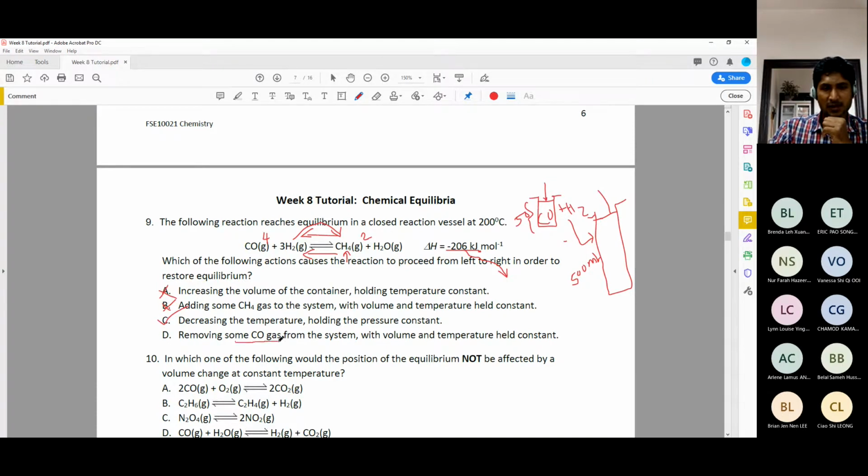Removing some carbon monoxide gas from the system will, no. If I remove this carbon monoxide, there is a void or a vacuum again. So to fill up the vacuum, more backward reaction is going on.